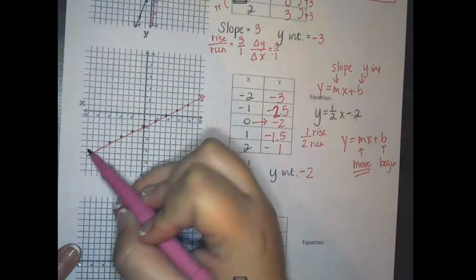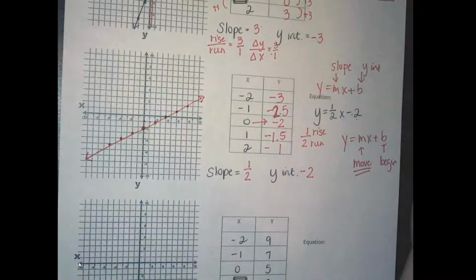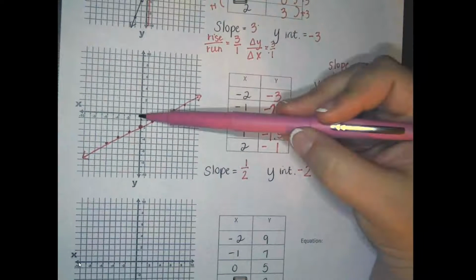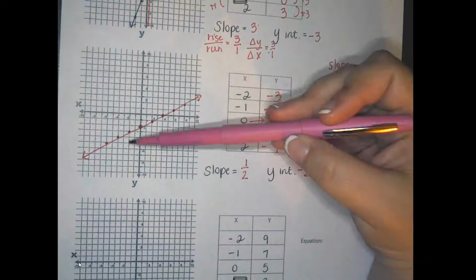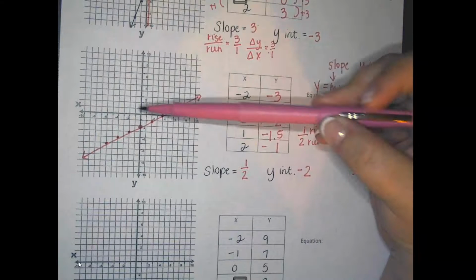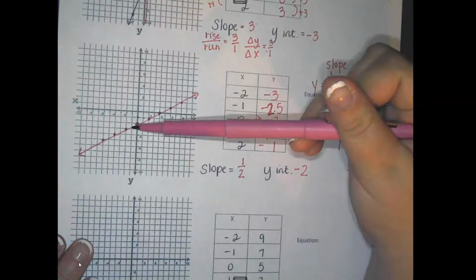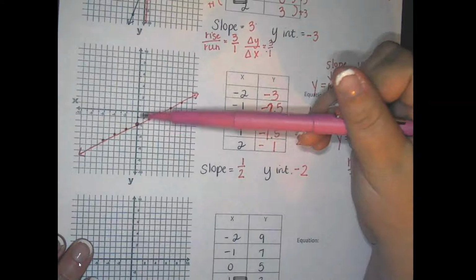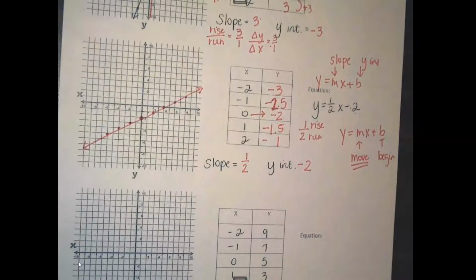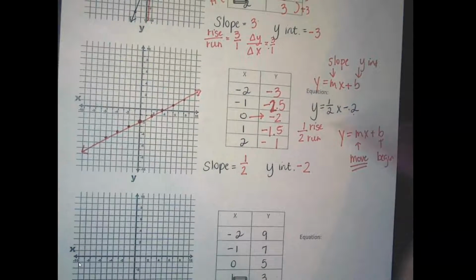That's a pretty good line. I could have also plotted these points. So I could have gone to negative 2, 3, negative 1, 2.5, 0, negative 2. Plot the points, but we like to kind of stick to going from here.